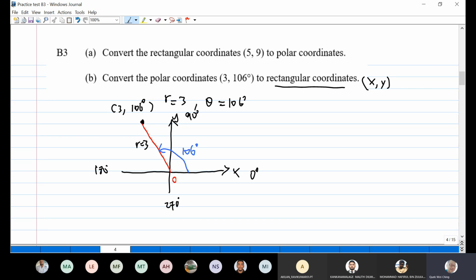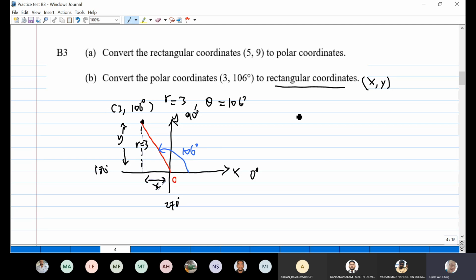So where is x and y now? So if you draw carefully, this is your x here. So I use a different color here. This is your x here. This is your y here. So how to find x and y?